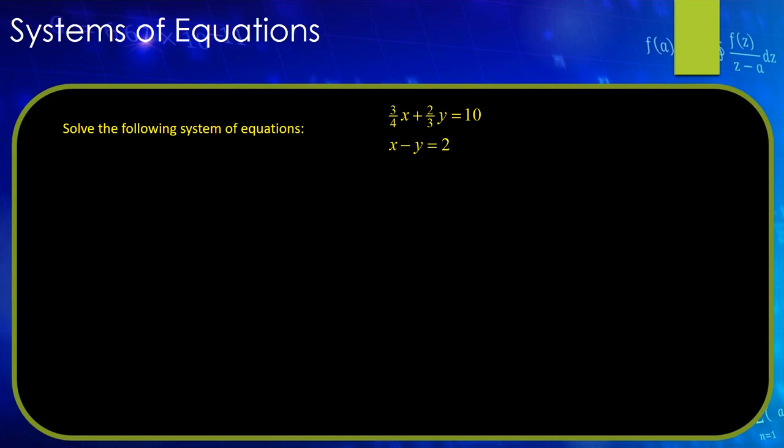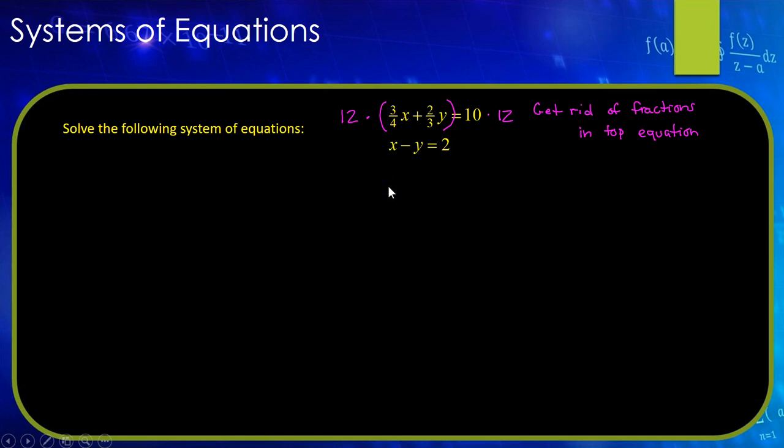So for this one here, when I look at the top equation, I do have a denominator of 4 and a denominator of 3. 4 and 3 are both factors of 12, which means if I would multiply this entire equation, both sides, by 12, I would get an equivalent form, but the fractions would essentially go away.